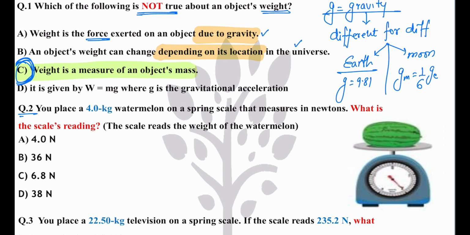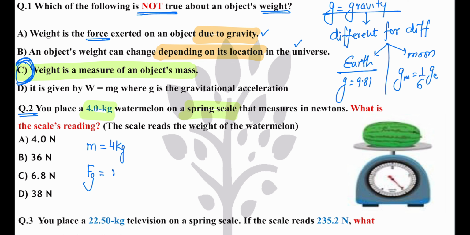Question number 2. If you place a mass of 4 kg, a watermelon, on a spring scale that measures in Newtons, what is the scale's reading? Okay, easy.